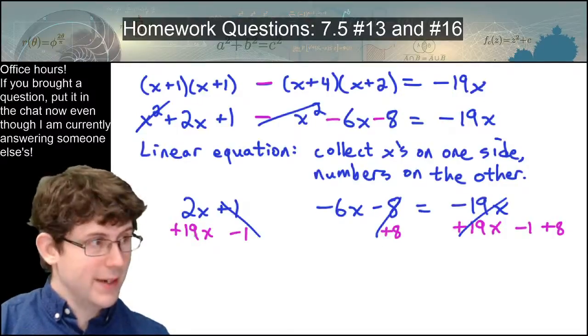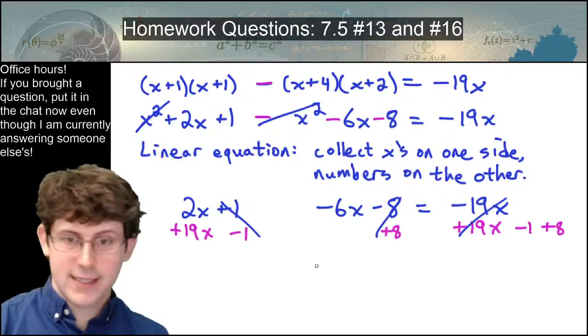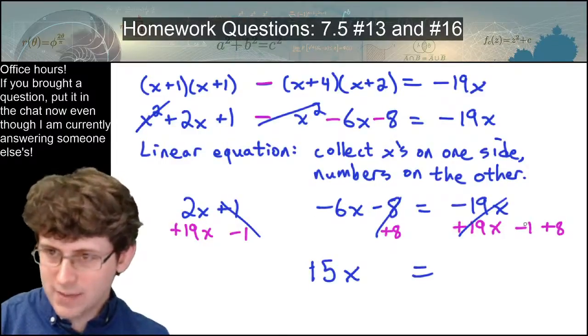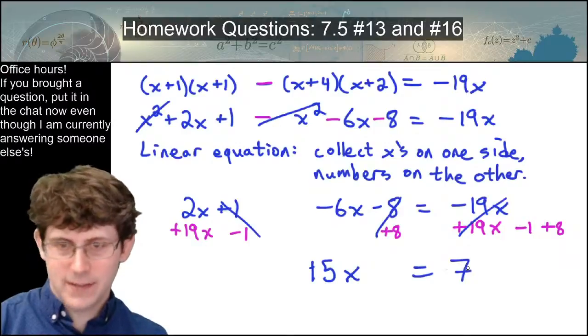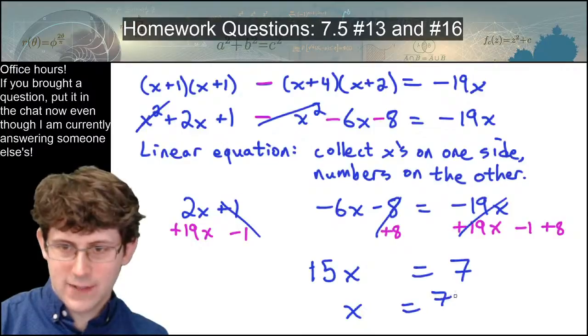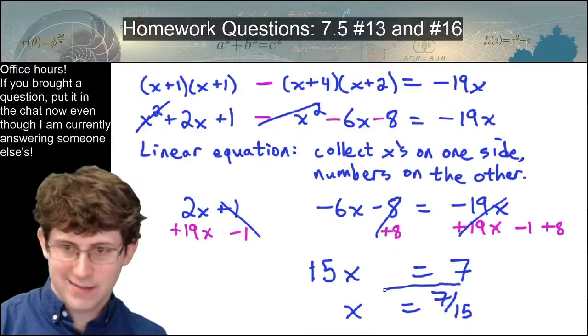I have 21x minus 6x. That's 15x. And over on the right, I have minus 1 plus 8. That's 7. So my end result is that x is 7/15.